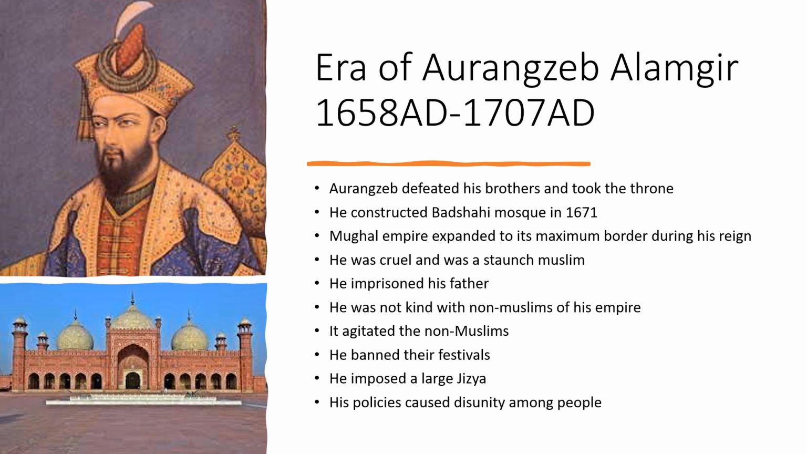He constructed the Badshahi Mosque in 1671, and Aurangzeb was the ruler who expanded the Mughal Empire to its maximum border. Aurangzeb was called a cruel leader. Why? Because he imprisoned his father? No. Or because he defeated and killed his brothers? No. This was the general practice of the time. This was the order of the time, that brothers would kill brothers, people would kill their masters, their father, their uncle. Alauddin Khilji killed his uncle Jalaluddin Khilji. Razia Sultana was killed by her brother. So this was not something new. This was not the act that branded Aurangzeb with the name cruel.